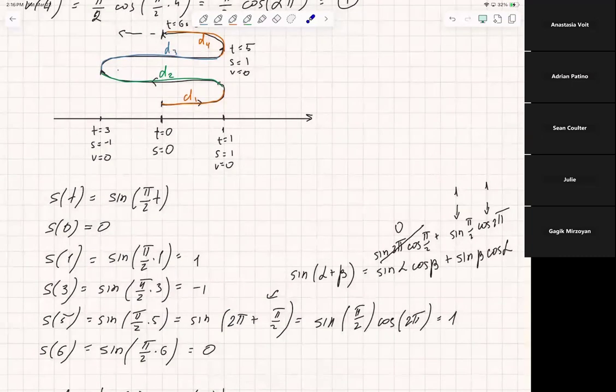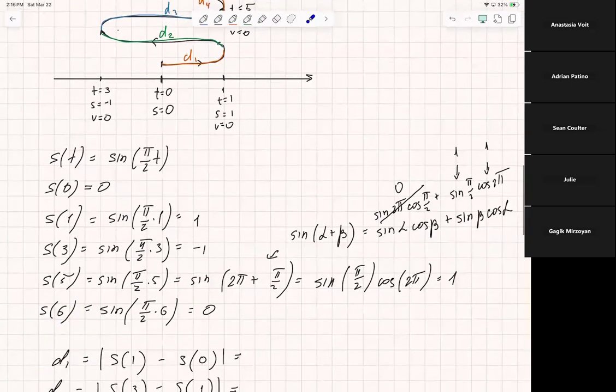Okay, and the last one, we need to check what is the position at 6 seconds, right? So we plug in 6 into our position function. We get 6 pi over 2. We can reduce it by 2. So we have 3 pi, and sine of that is 0. So the position here is 0.